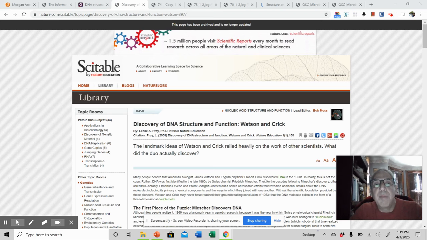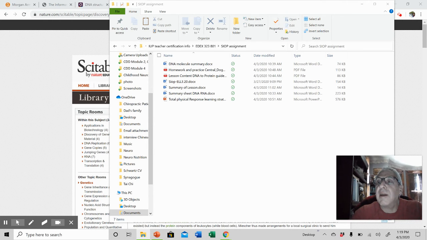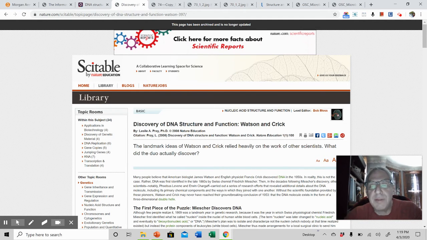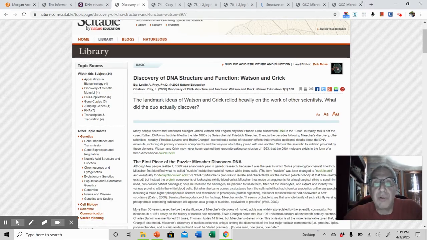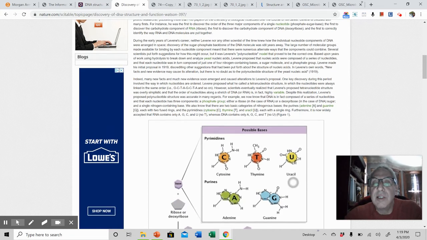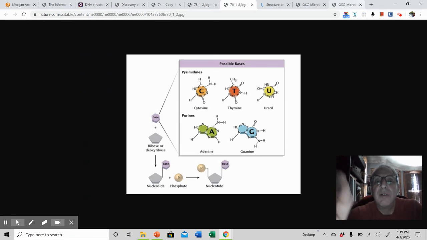Basically what we're going to do here is talk about DNA, RNA, and their functions in protein synthesis. So the first question is, what molecules make up DNA? In this review paper, it talks about the different pieces of DNA, and they're outlined here.